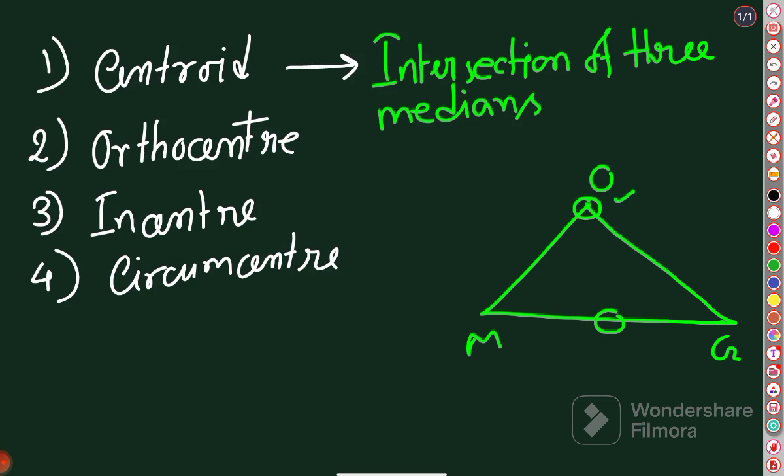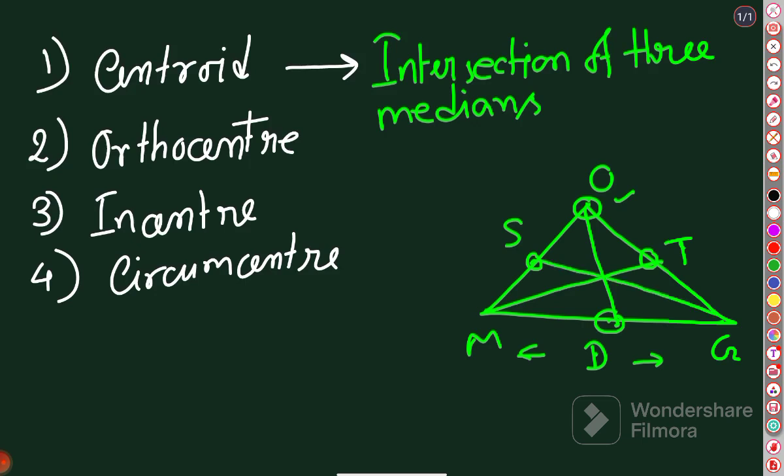If you take vertex O, then the opposite side will be MG. You take its middle point, and if you join them, you will get a median. Similarly, take the other middle points and join them. Suppose this point is named T. Join MT, this is another median.